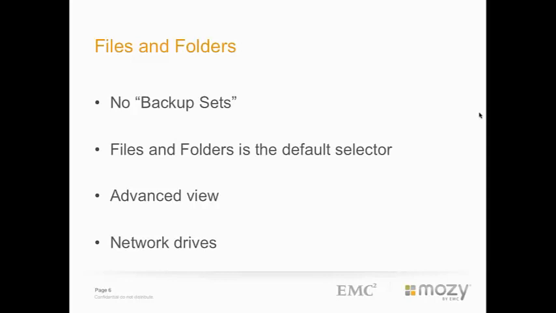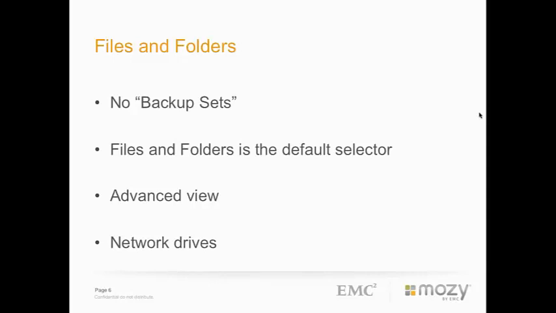Okay. So the files and folders, as I was saying a while ago, we'll have a look in more detail. In the files and folders tab, you will notice that unlike the Windows client, we don't have a separate tab for the backup sets, mainly because there are no backup sets in the Mac client. The files and folders is our default selector. Within there you will have the ability to select the files and folders that you want to back up.